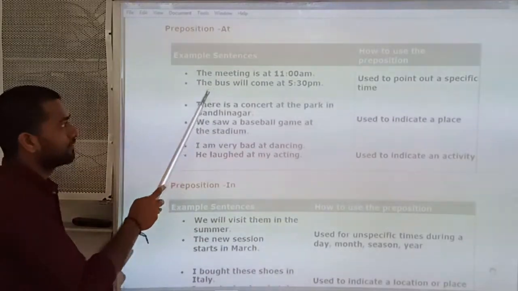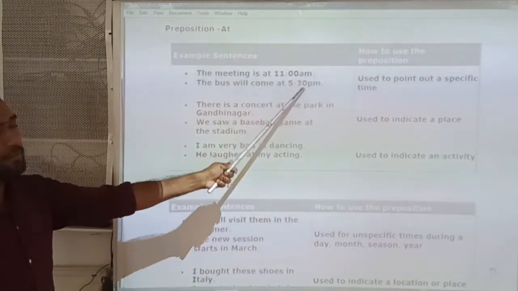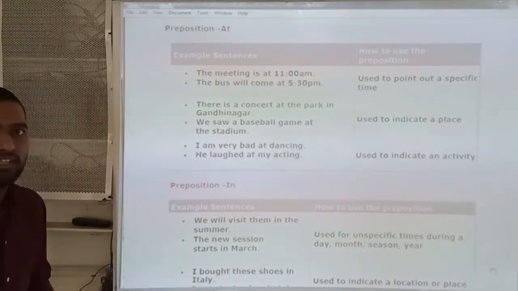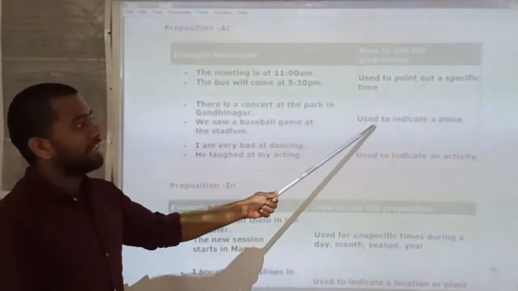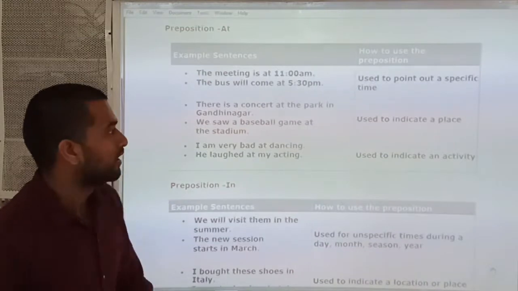Look at this second example also. The bus will come at 5:30. So when there is a time mentioned and it is specific, we use the preposition at. Next, at is also used to indicate a place.